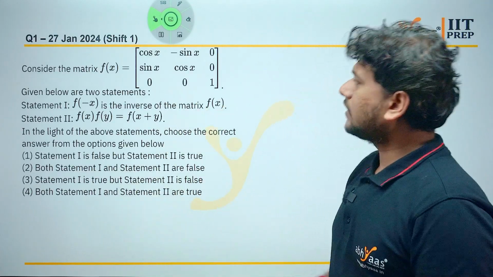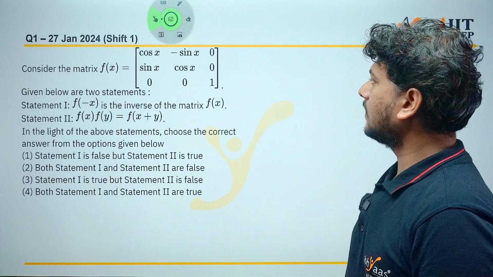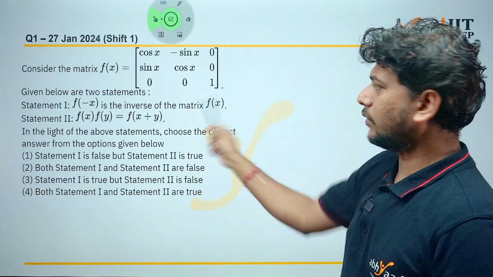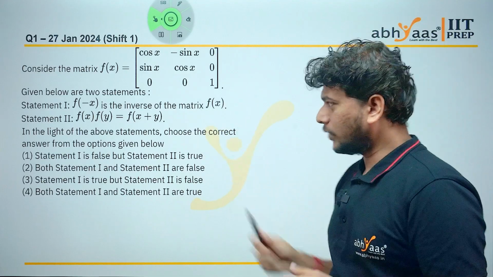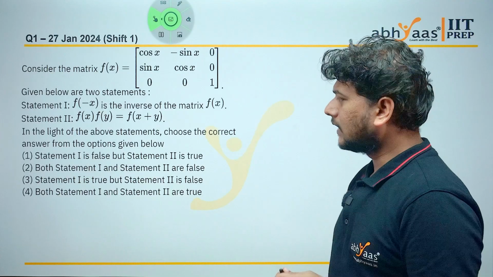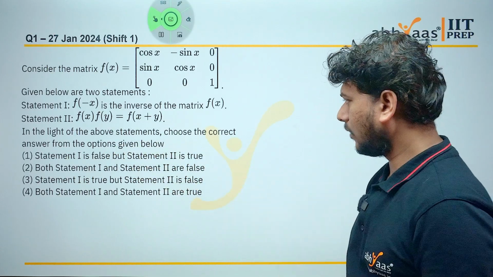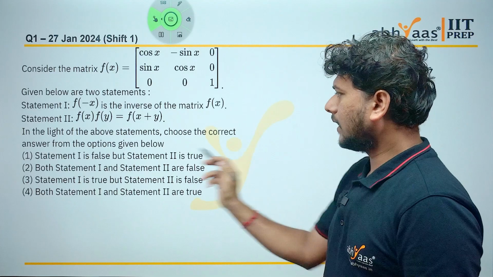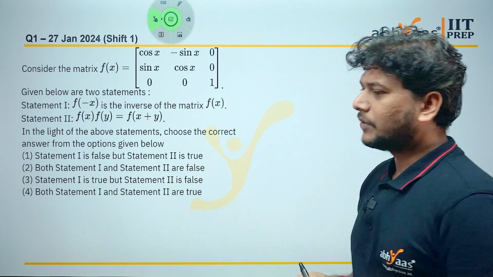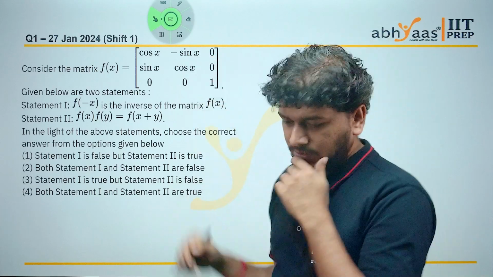Okay, the given question is, consider the matrix f of x equals cos x, minus sin x, 0; sin x, cos x, 0; 0, 0, 1. Given below are two statements. Statement 1: f of minus x is the inverse of matrix f of x. Statement 2: f of x into f of y equals f of x plus y. In the light of the above statements, choose the correct answer from the options given below. So we have to check whether these statements are true or false.